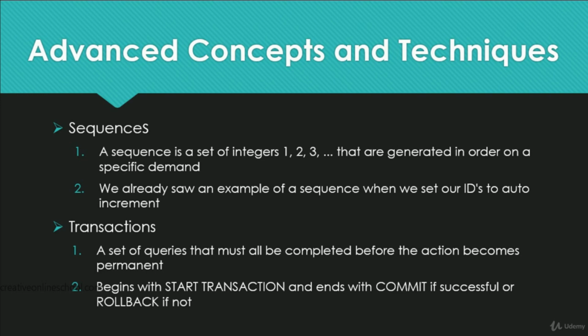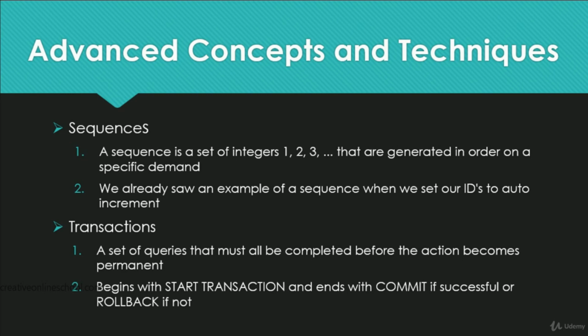A transaction is a set of queries that must all be completed before the action becomes permanent. One of the things that transactions are necessary for is things like auto-incrementing. The correct ID has to be determined, and then the insert has to happen. And we need to make sure that nothing happens in between, and so we can use a transaction. Transactions begin with the start transaction command and end with commit if the transaction was successful, or rollback if not. It will undo everything that happened within the transaction.